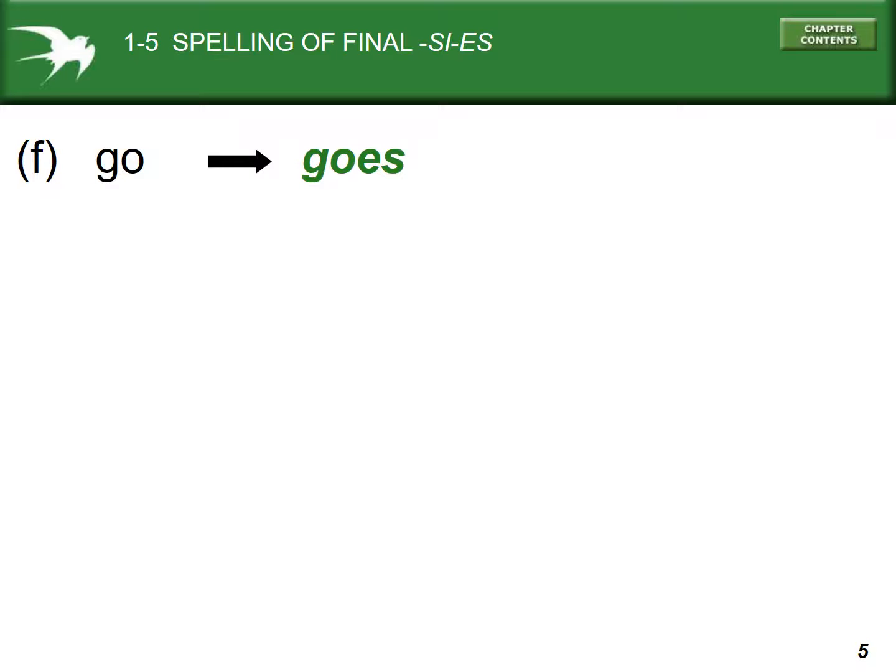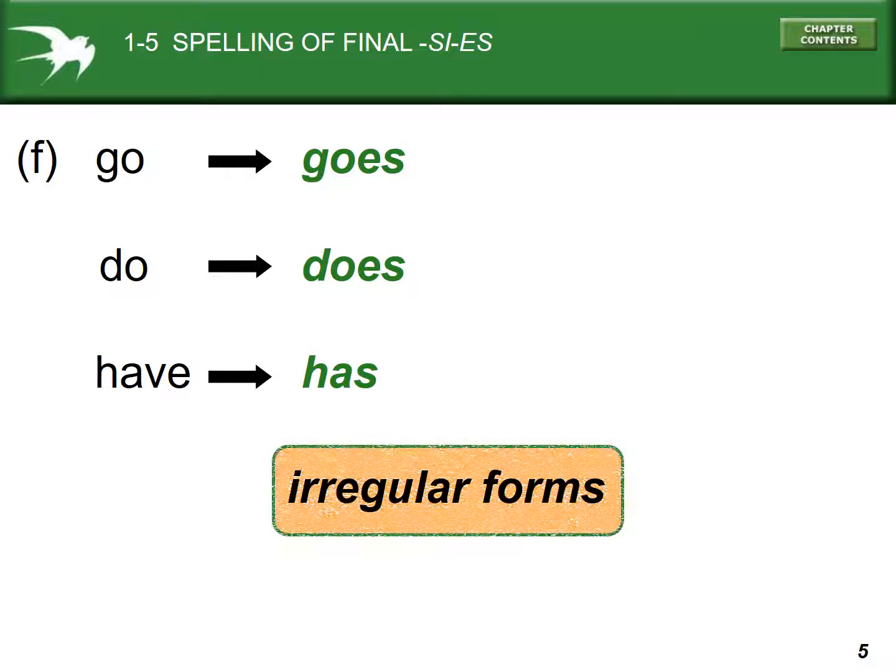Go takes ES. Do takes ES. Go becomes goes. Do becomes does. Have becomes has. These are irregular forms. In the simple present, there are not too many irregular verbs. We will find many more irregular verbs in the past tense.